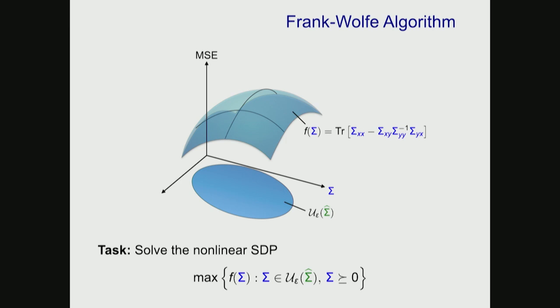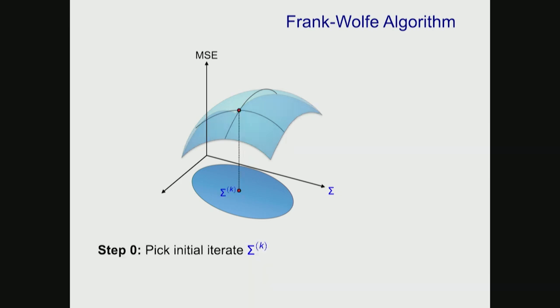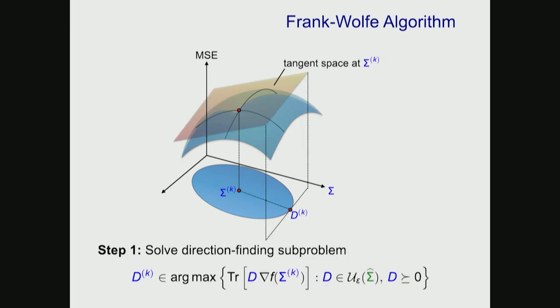So let me just quickly denote the objective function abstractly of this problem by f and the feasible set by U epsilon. So the Frank-Wolfe algorithm starts at an arbitrary iterate sigma k, that's an arbitrary feasible solution. And in step 1, it then solves a direction finding subproblem. So what the algorithm does is linearize the objective function around sigma k. So it constructs the first order Taylor expansion, and then just maximizes this linear function over the feasible set to obtain a point dk.